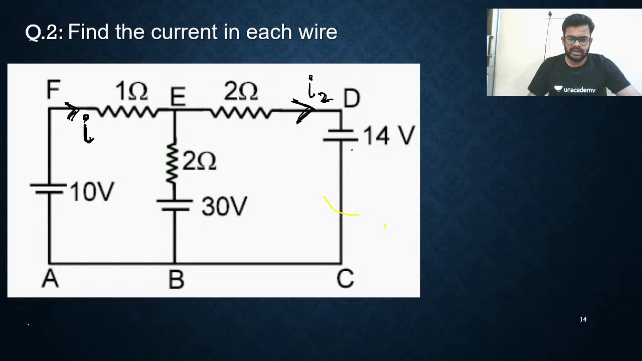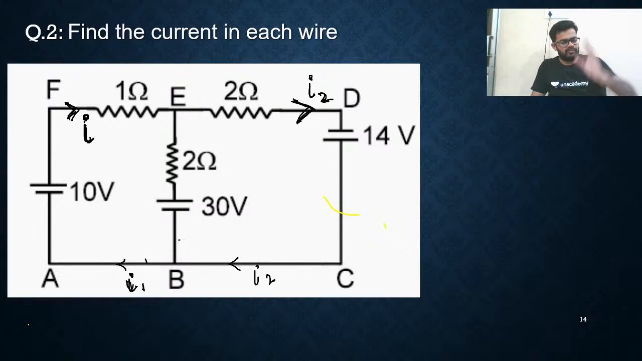Now you come here. I1 is going like this, and I2 is coming here. This is I2 and I1 is going like this. So what will you say? Simply you can say I2 is in the upward direction and I1 is coming out. Here you can write I1 minus I2.